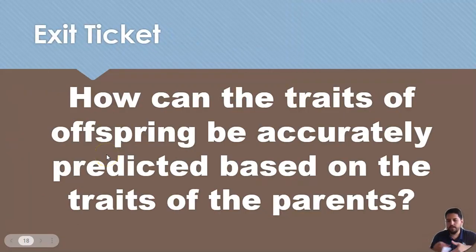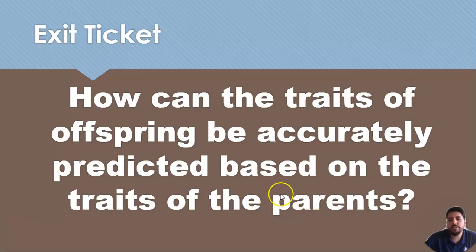Okay, so it looks like there is no lines for the exit ticket, but you're going to write it on the back side of your notes paper. So the first page, the back side of it is blank. This is where I want you to write the answer for this question. And the question says, how can the traits of offspring be accurately predicted based on the traits of the parents?